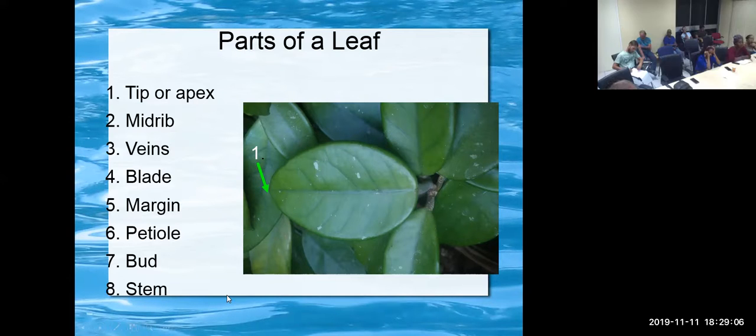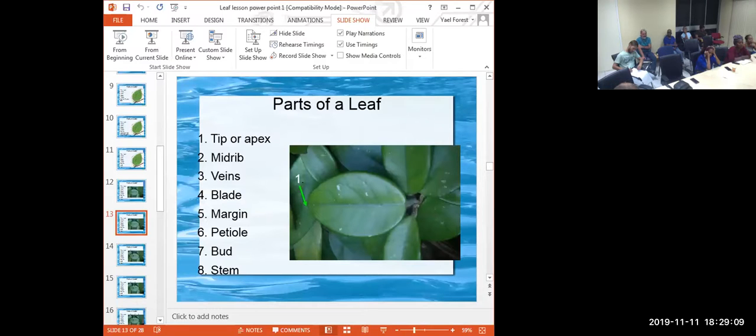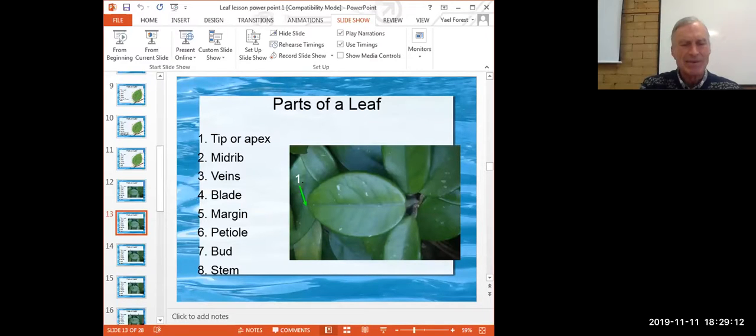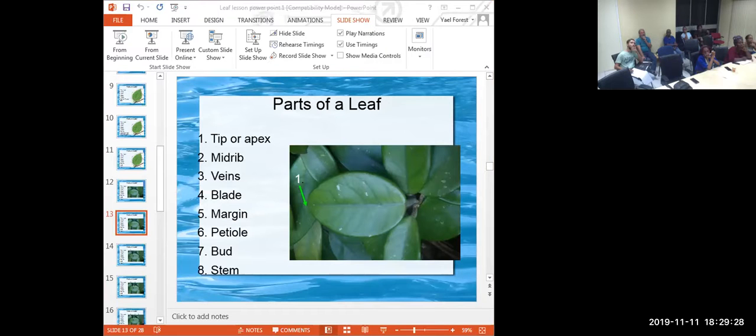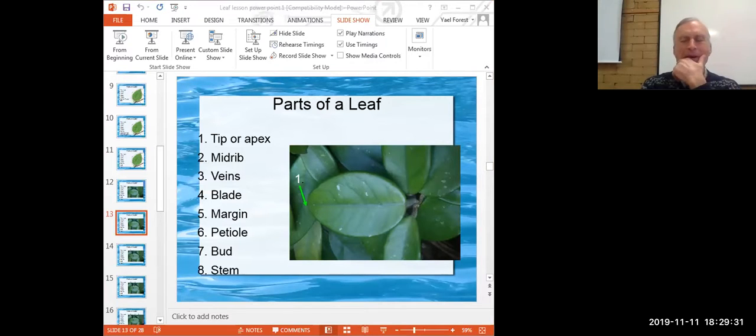Cool. All right, now I'm going to try and get some other leaves up here. Oh, look at this leaf. So what kind of veins are these? Can't see it, Steve. Oh, you can't see it. How do I get this to, I don't know how to blow it up.